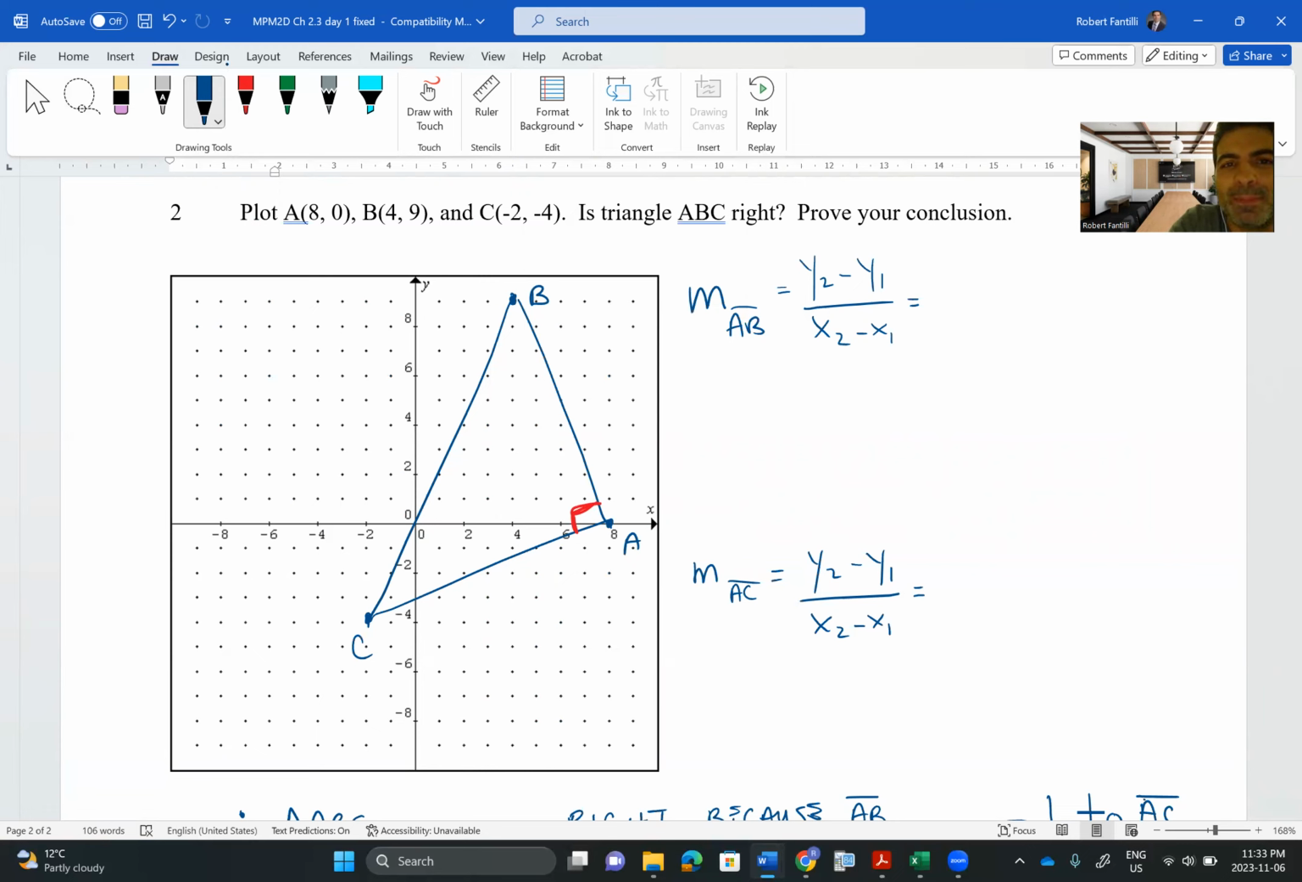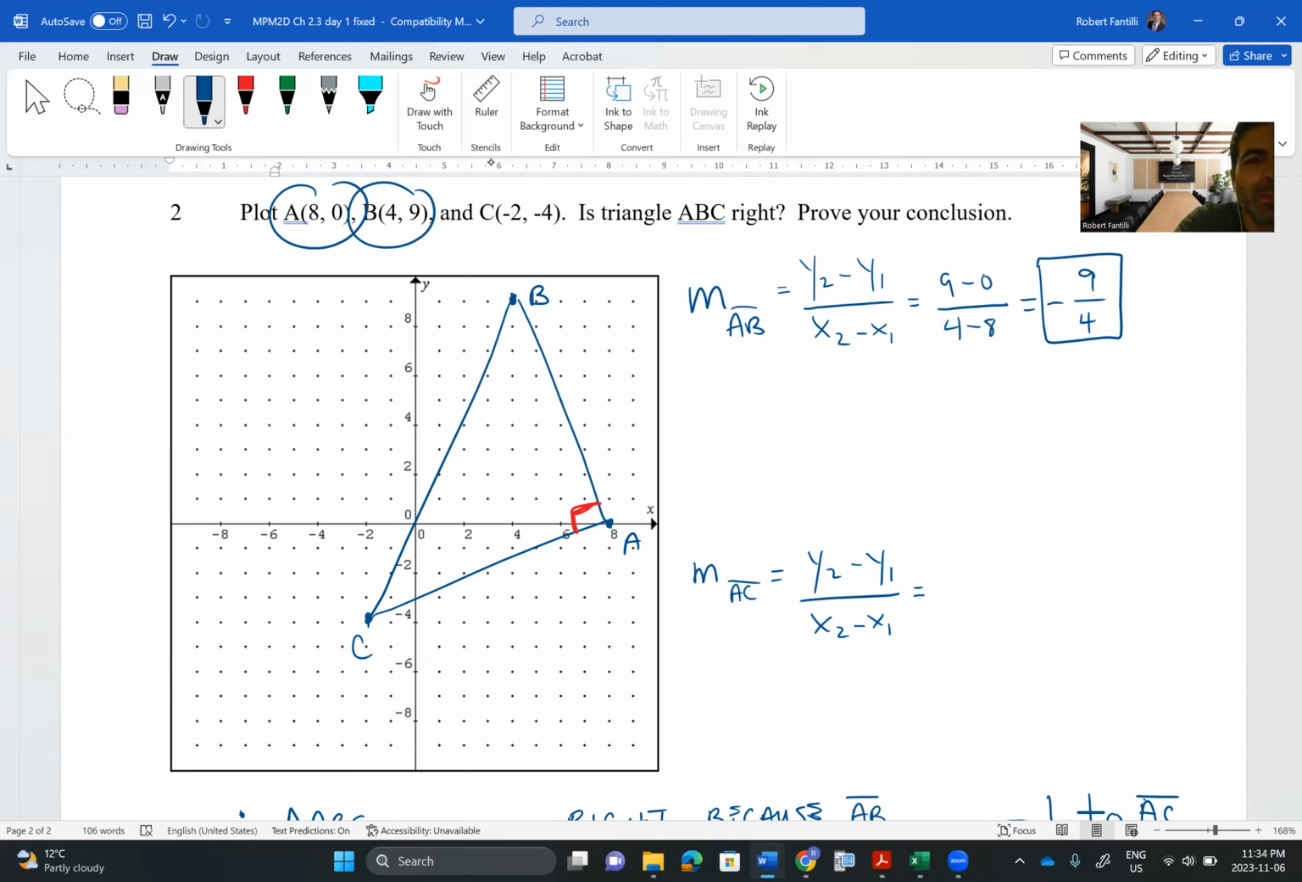So the slope of AB, again, using these coordinates here, y2 minus y1 is going to be 9 minus 0 over x2 minus x1, which is 4 minus 8. So that ends up being 9 over negative 4. I'm just going to write that differently. I'll write negative in the middle, negative 9/4. So that's the slope of that line.